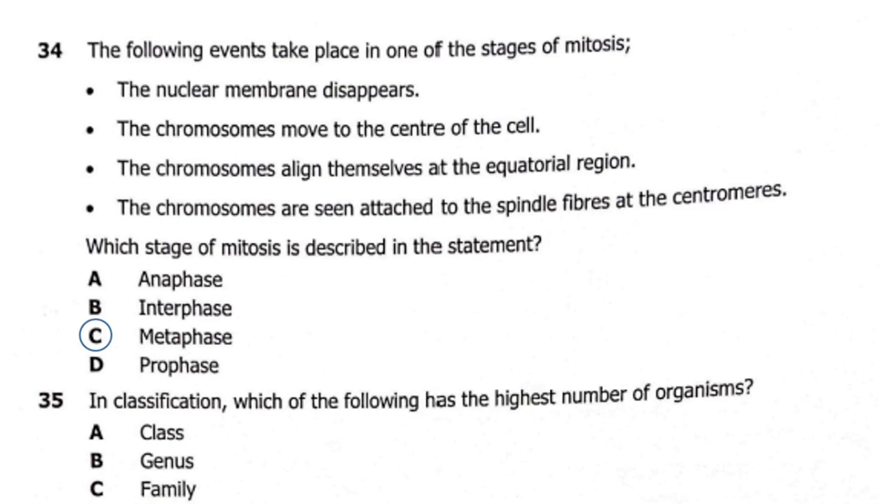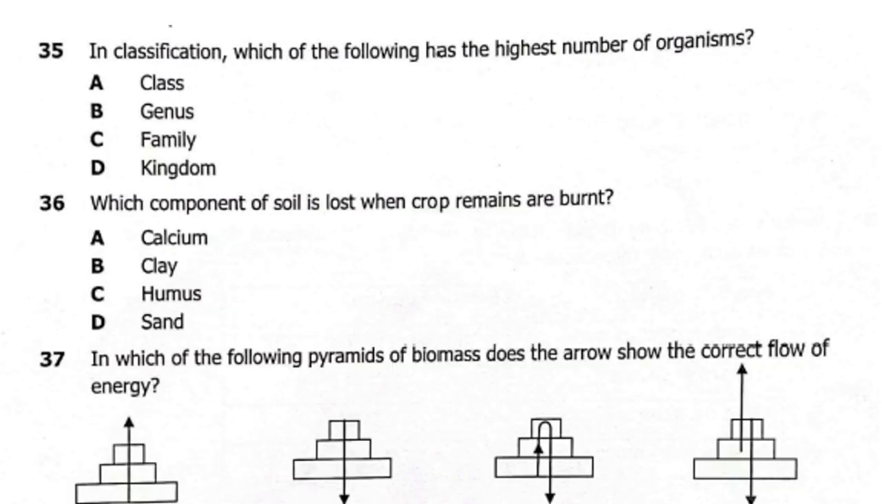Question 35. In classification, which of the following has the highest number of organisms? A. Class. B. Genus. C. Family. D. Kingdom. The correct answer here is D. The kingdom will have the highest number of organisms because all the other stages are found under kingdoms.